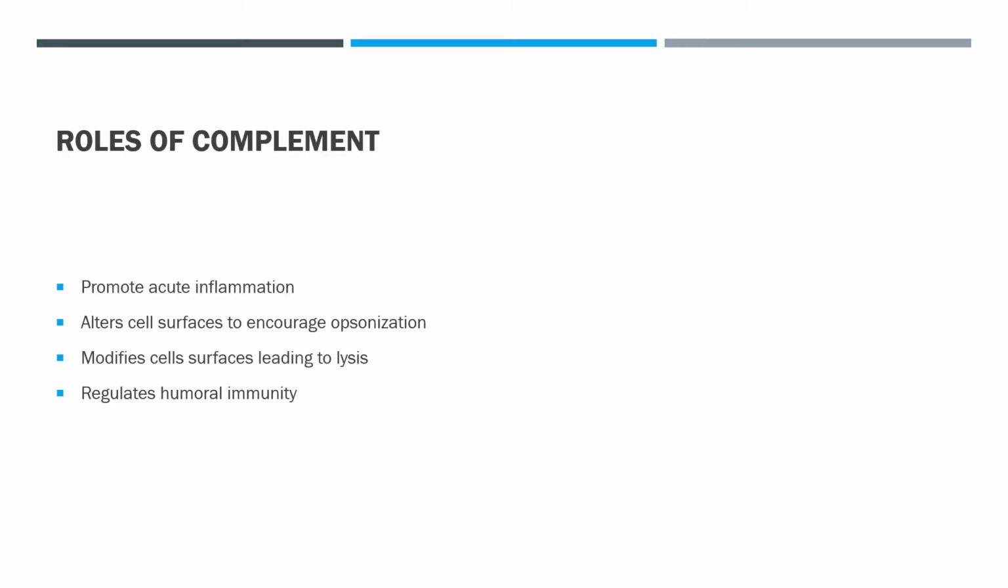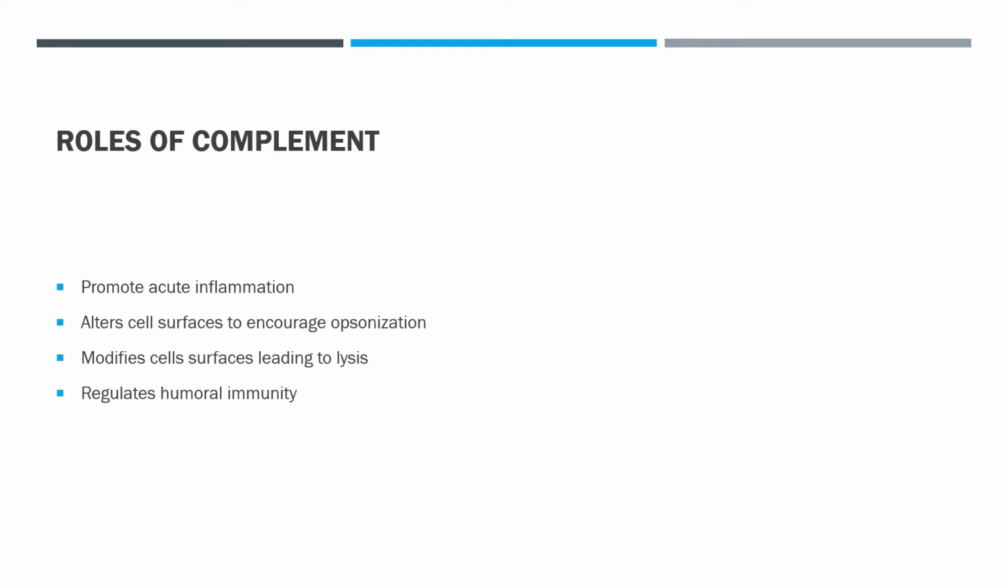There are four major roles of complement. Complement should promote an acute inflammation response. It should alter cell surface to encourage opsonization. And remember, opsonization is promoting the adherence of phagocytic cells, or when microbes are prepared for digestion and the bug is coated with molecules allowing them to bind with phagocytes.